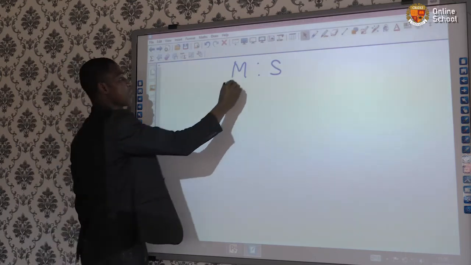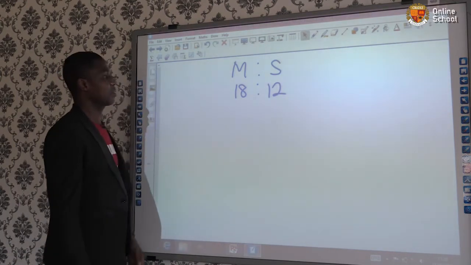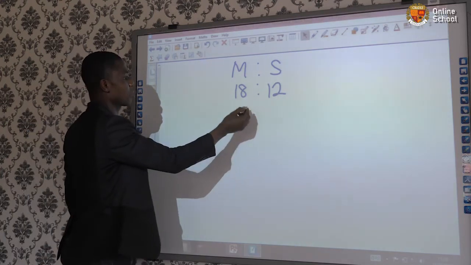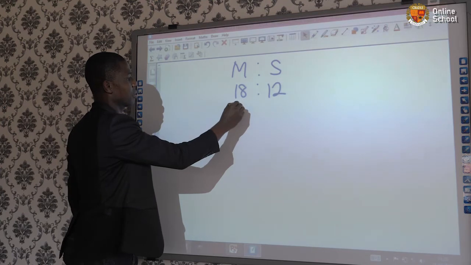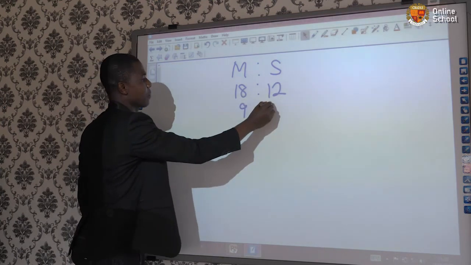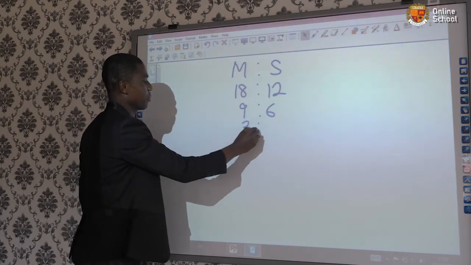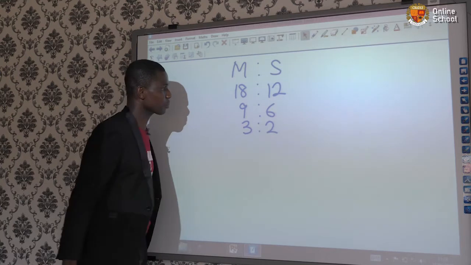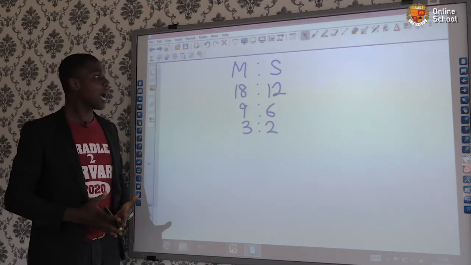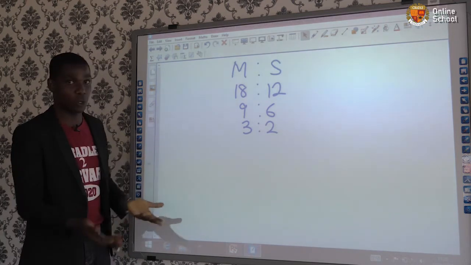Okay, 18:12. Look at it, you can see what is common. 2 is common, so this is 9, and this is 6. 3 is common, this is 3, and this is 2. You are done. You are just done. And the ratio of the younger brother Suleiman to Mustafa is 2:3, okay?